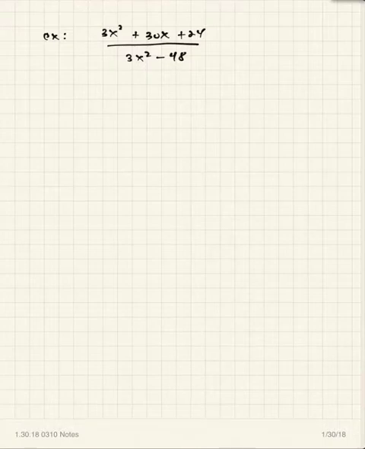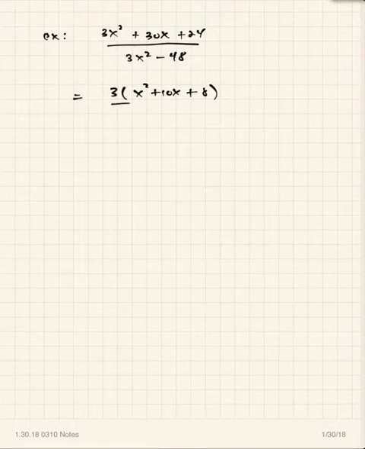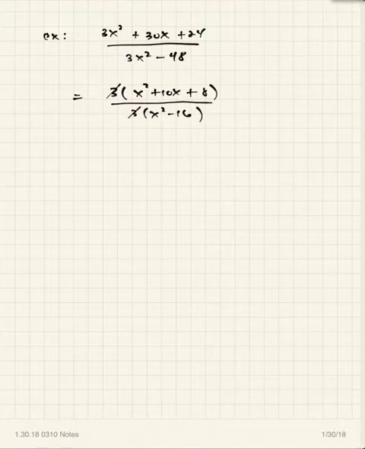So in the numerator, don't forget you've got GCFs. In the numerator, there's a GCF of 3, and when you take out the 3, you're left with x squared plus 10x plus 8. Then in the denominator, there's a common factor of 3, and I'm left with x squared minus 16. All right, so those 3s definitely divide out. Right now it's multiplication, so I can divide those 3s out.